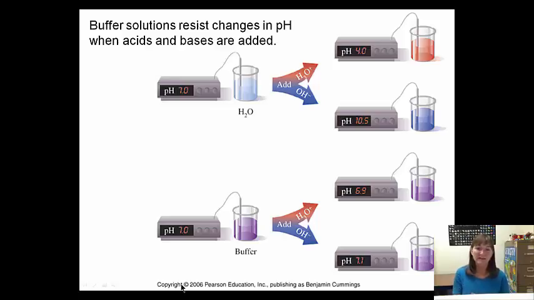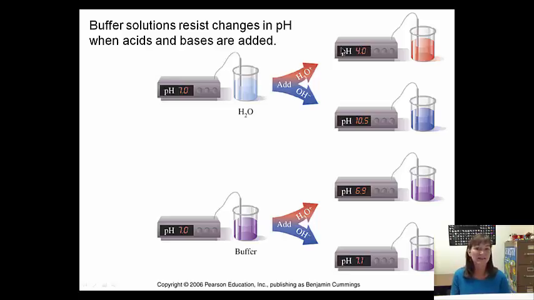I have a beaker filled with water, and I put a pH probe in there, and it's telling me that it's neutral. So I have some pure water here with a pH of 7. If I add an acid, say I put a couple drops of acid into this beaker, the pH is going to drop down, in this particular example, down to 4. So it changed 3 pH units. It went from 7 to 4 with a couple drops of acid.